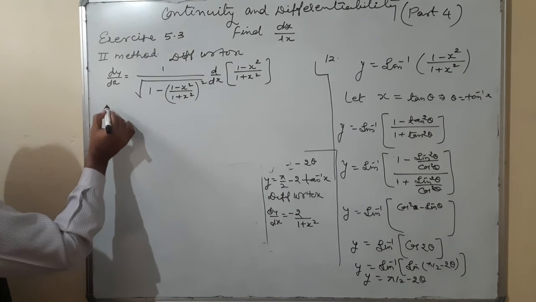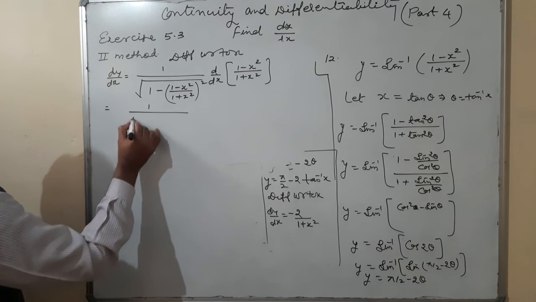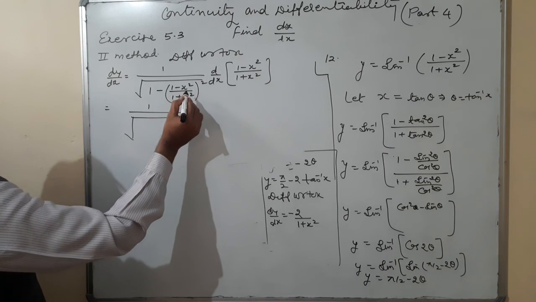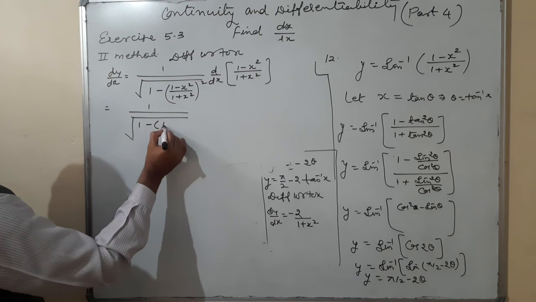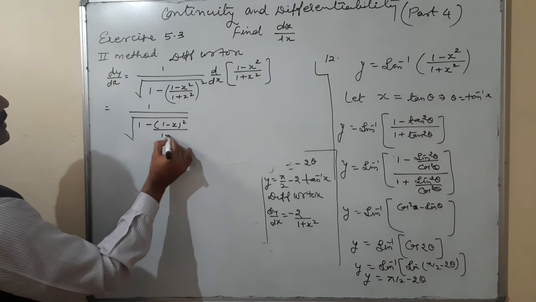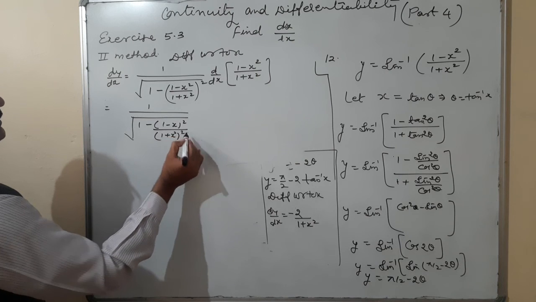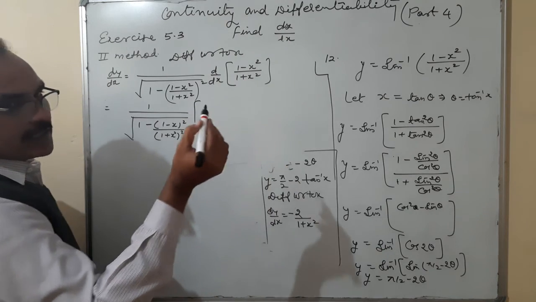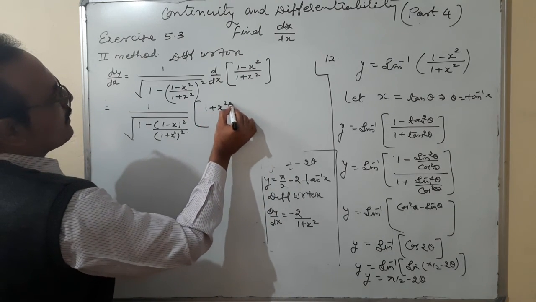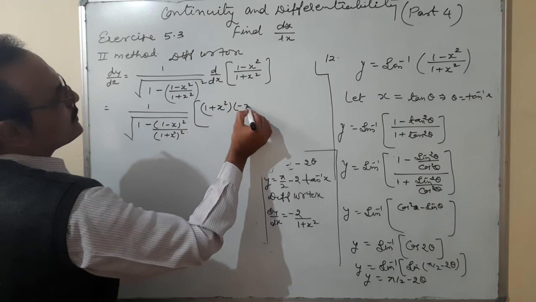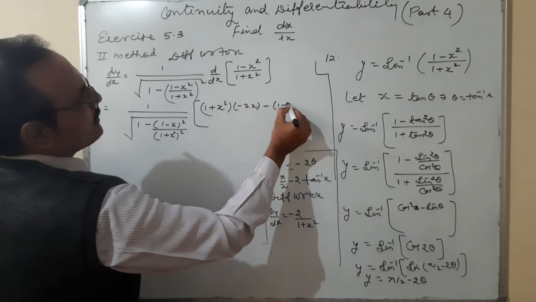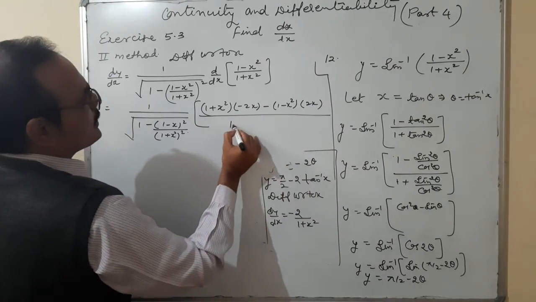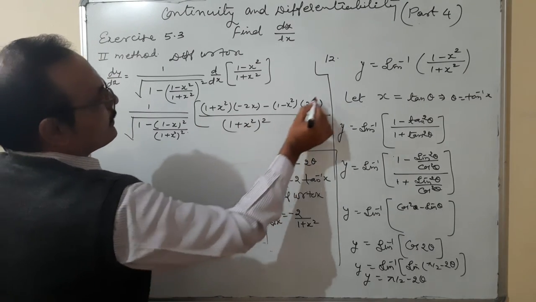So the term is coming 1 upon, under this bracket, I will take here LCM, or suppose I am writing here 1 minus x square whole square and then 1 plus x square whole square. After that we'll have to take LCM. Here we'll have to use the quotient rule. Quotient rule says denominator into differentiation of numerator minus numerator into differentiation of denominator, upon denominator whole square.